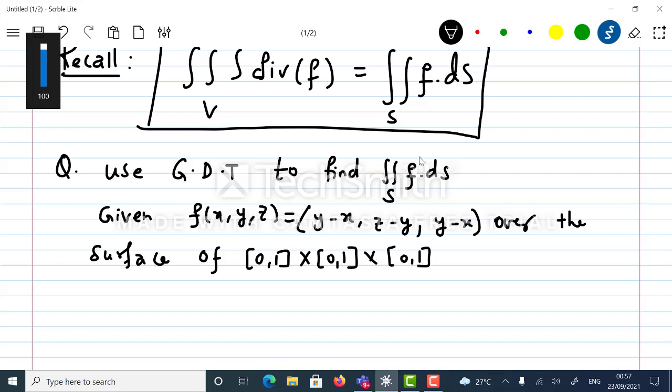So to find the surface integral using Gauss divergence theorem, it means that I need to evaluate the triple integral of divergence of f. If they have asked for the surface integral, you need to find the triple integral of divergence f. If they ask for the triple integral of divergence f, that means you need to find the surface integral. So, solution.